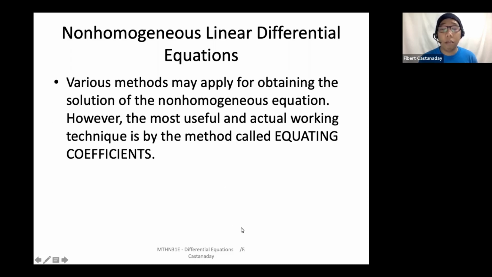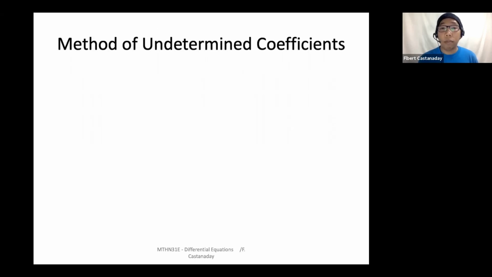Now, there are several methods for us to be able to obtain the solution of a non-homogeneous equation. And the most useful and actual working technique is the method called equating coefficients, or the method of undetermined coefficients. Now I'm going to explain to you the steps on how to solve a non-homogeneous equation using this method.